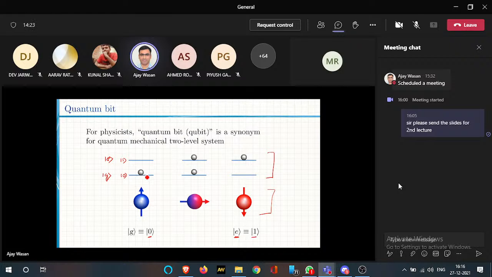We are exciting the atom from here to here. And superposition means this one and this one. Just remember right now, superposition means the atom at the same time has a probability of being found here as well as here. And the probabilities, as I said, we are representing by alpha and beta. Alpha square plus beta square should be equal to 1.